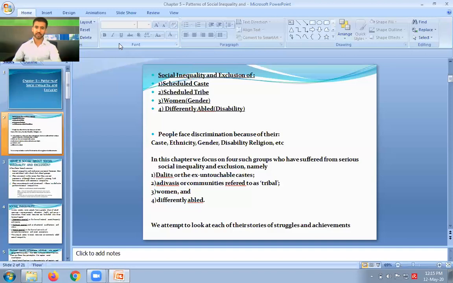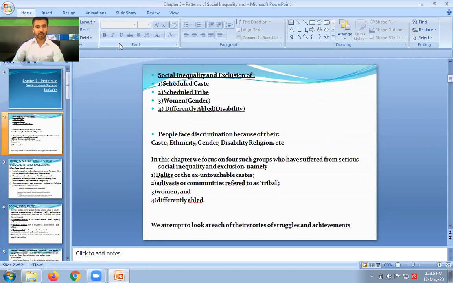Although the concept of religion is not there in your textbook, you can take the example of minorities that are there in Pakistan, right? You can talk about certain minorities that are there in, obviously I have to take the name of Pakistan, right? They are not treated well because of their religion. They face discrimination because of their religion. So that's the reason it's important to understand these social inequalities and exclusion, right?